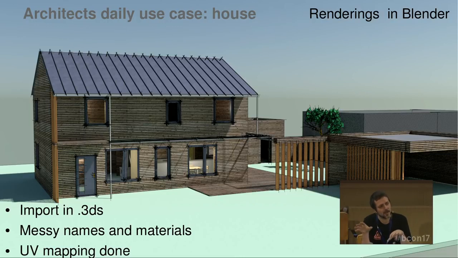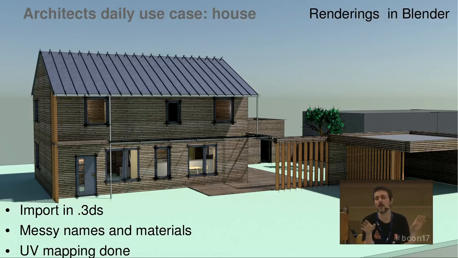Generally, from ArchiCAD, I use a 3DS export format because this is the one that works the best. None is perfect between 3DS, OBJ, Collada. None of them is perfect. The advantage with the 3DS export is that it keeps the UV mapping that is done by the architectural software. So you import it in Blender, and you don't have to UV map your things.